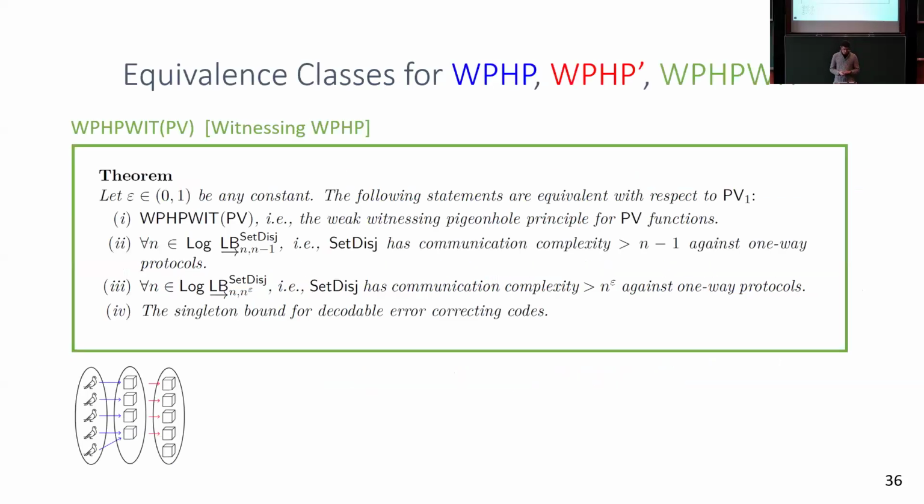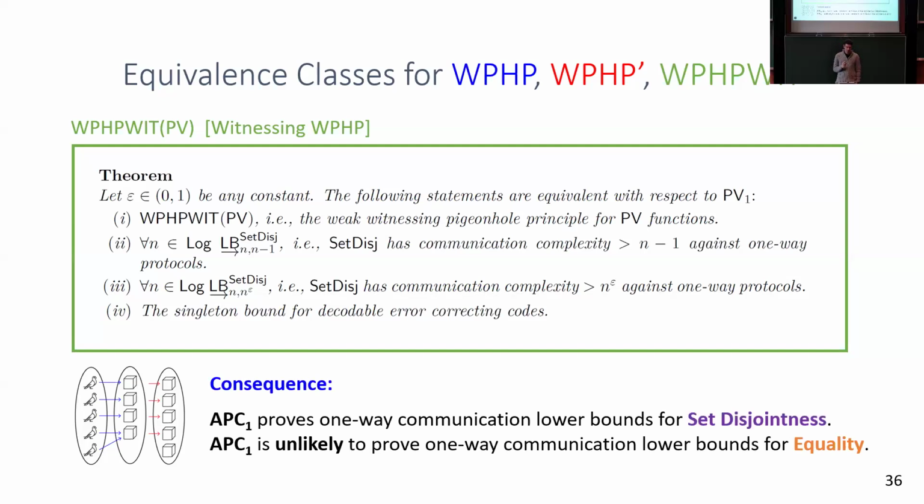We also have an equivalence for the retraction principle. And here the difference is that instead of considering the equality function, the equivalence holds for the set disjointness function. And we can only get equivalence to single round protocols. So single round protocol lower bounds for disjointness are equivalent to the retraction principle over PV.